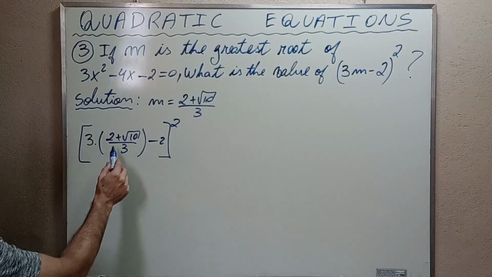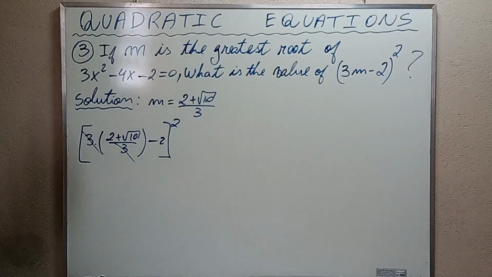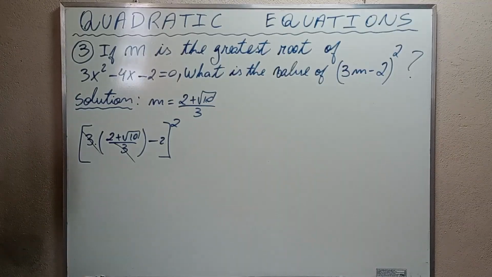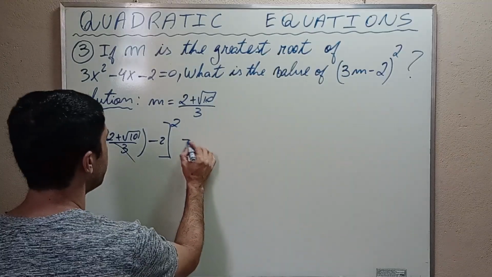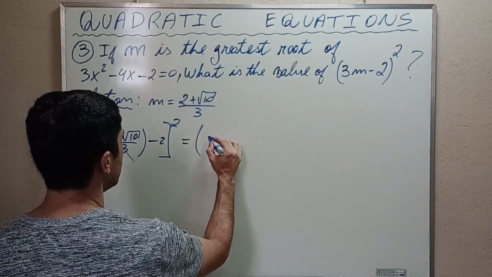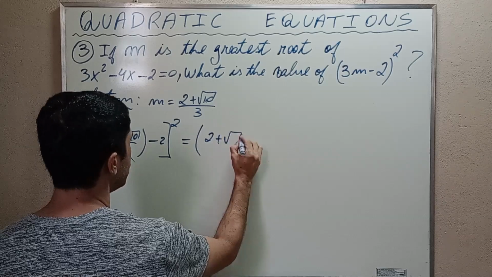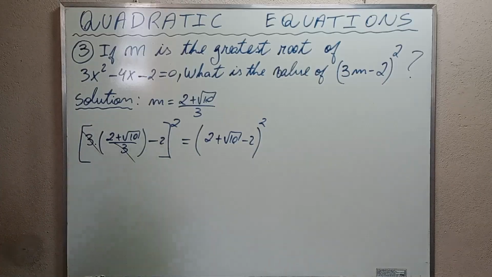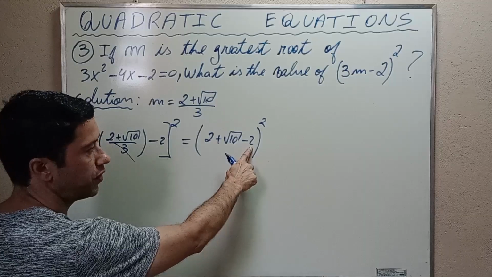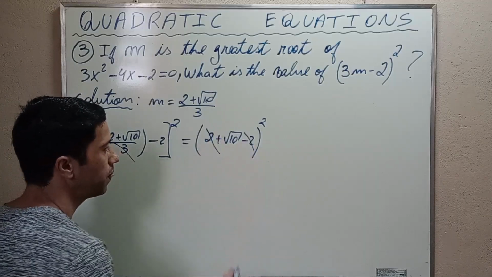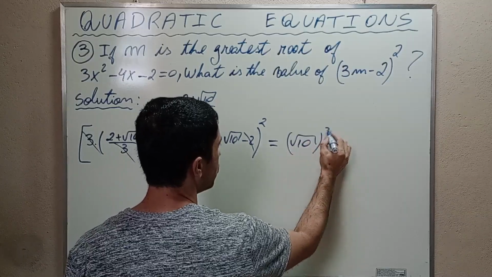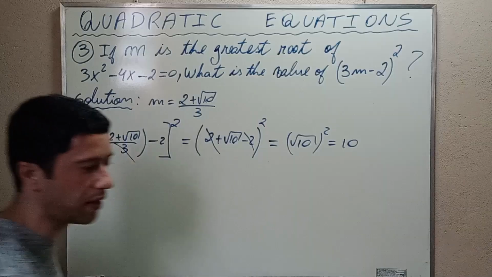We can simply cancel these guys here, okay? Because it is the same number multiplying and dividing, and we find that it is equal to 2 plus the square root of 10 minus 2, and this squared. Observe that 2 cancels with negative 2, okay? And this is equal to the square root of 10 squared, and this is equal to 10, okay?